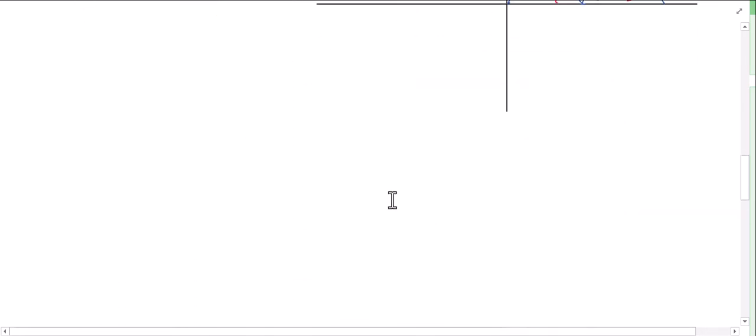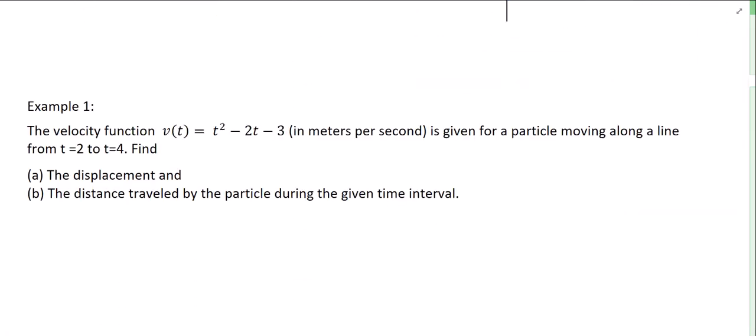All right, so let's try an example. So let's start with this example. So we have the velocity function is given in meters per second. So this is a rate of change. As soon as I see meters per second, I have a rate of change. So the velocity function is given for a particle moving along a line from t equals 2 to t equals 4. So since it's meters per second, that's t equals 2 seconds and t equals 4 seconds. Find the displacement and the distance traveled by the particle during the given time interval.